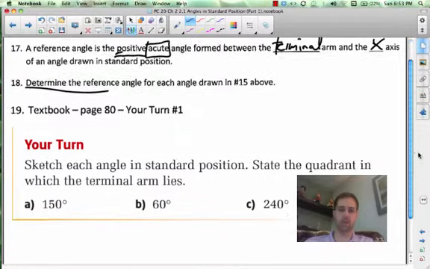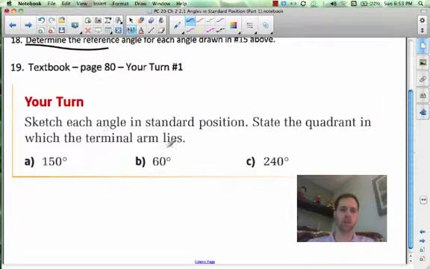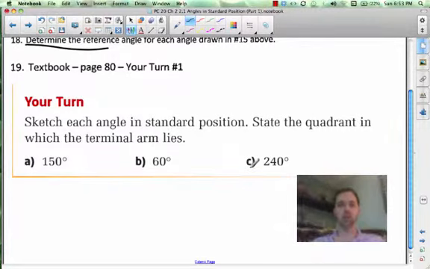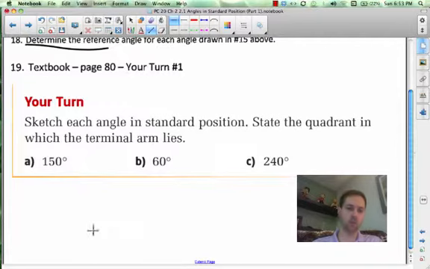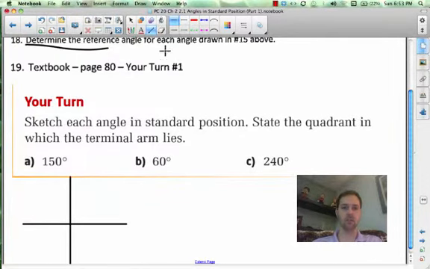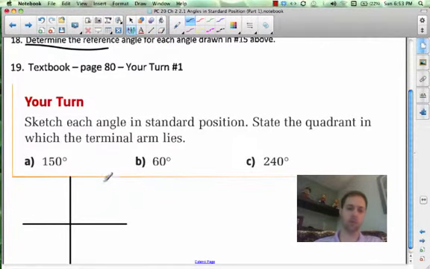So here's your turn for you to go ahead and try. Sketch each angle in standard position. State the quadrant in which the terminal arm lies. I'm going to make very rough sketches, but when you make your sketches, please use a protractor. Do them well, and when you come back, you can check out your answers to see how you did. Okay, so go ahead and hit pause now.